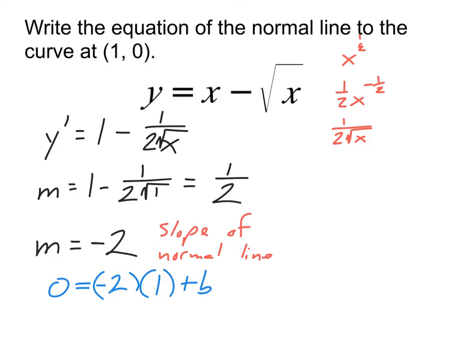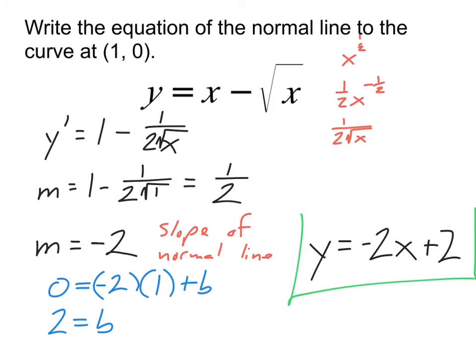So that gives me negative 2 plus b. I can add 2 to both sides, so 2 equals b. Meaning then that my final equation of my normal line will be y equals negative 2x plus 2. And that's it.